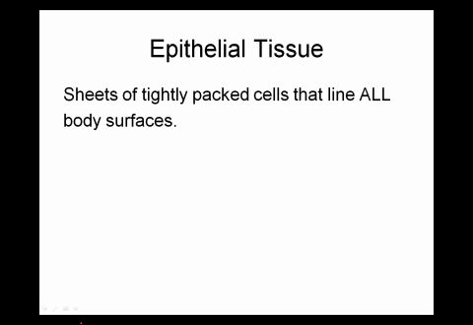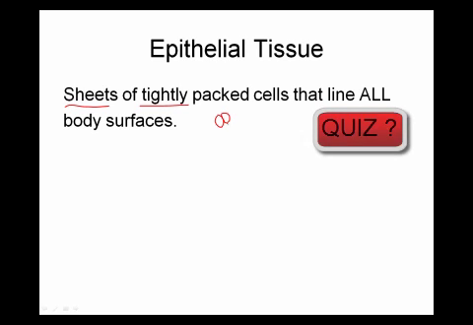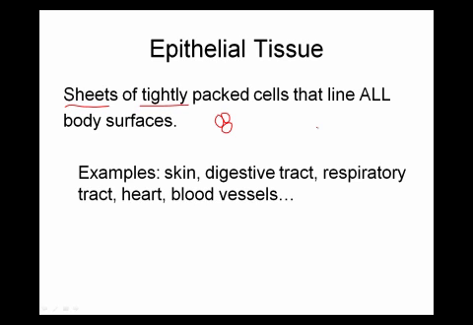Epithelial tissue consists of sheets of tightly packed cells, and that is very important. These are tightly packed cells that are right up against their neighbors, and they line all body surfaces. That could be external surfaces, the skin, but also internal surfaces, the inside of the digestive tract, the inside of blood vessels, inside of the heart. Anywhere there is a body surface, there will be a sheet of epithelium on it.